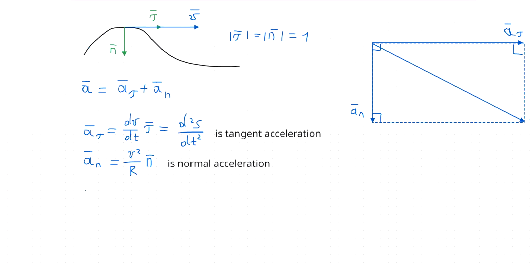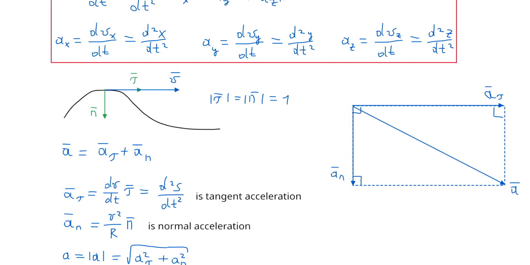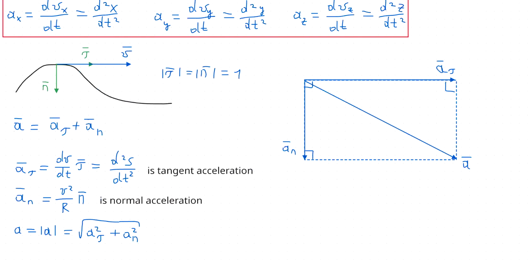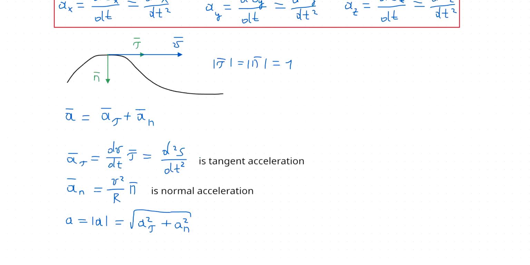According to Pythagoras theorem, the absolute value of acceleration is equal to the square root of squared tangent acceleration plus squared normal acceleration. So here is a vector formula, and here we have a scalar formula. So it is important not to confuse scalar and vector values in order not to make mistakes.